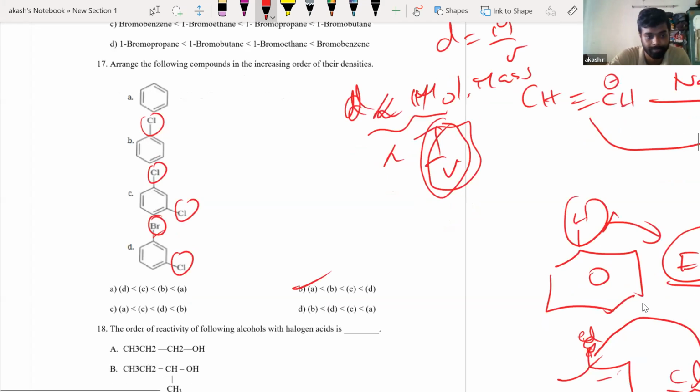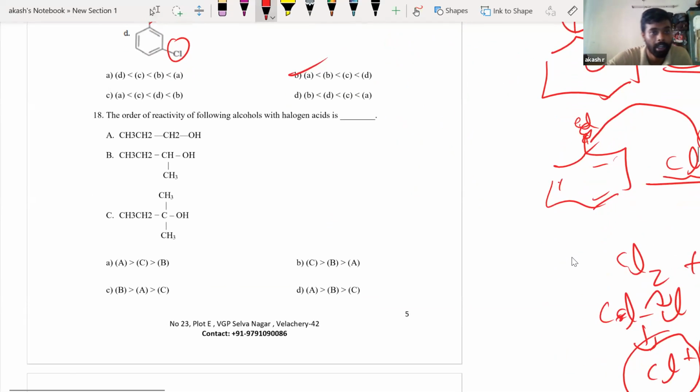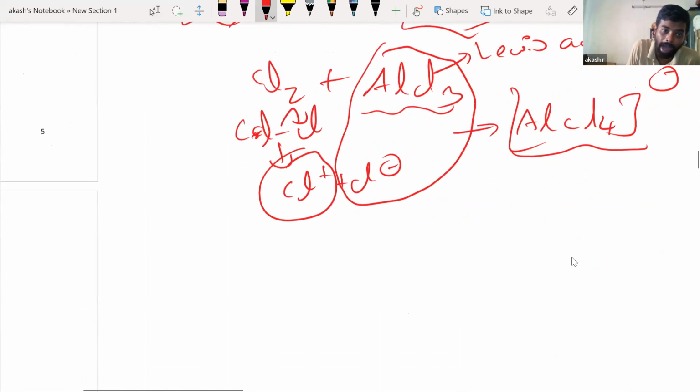Okay, moving on. Last question for the day. The order of reactivity of the following alcohols with halogen acids. Right now, just by looking at it, guys, you cannot know what exactly is happening. You have to know the mechanism. Let me tell you the mechanism.